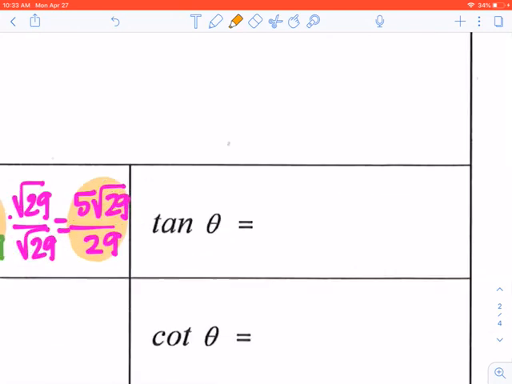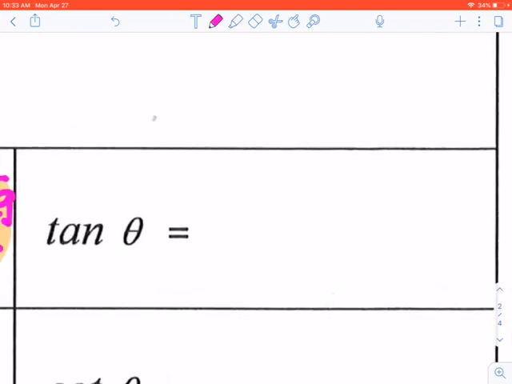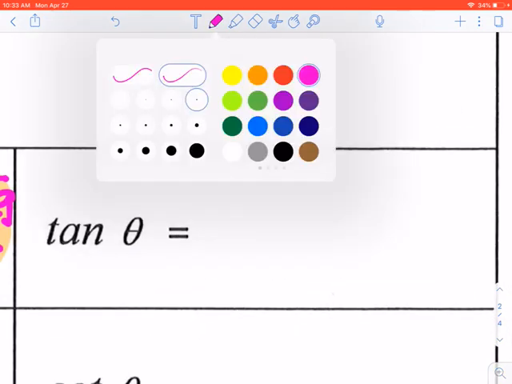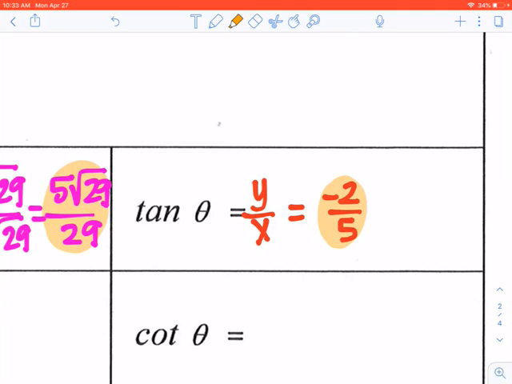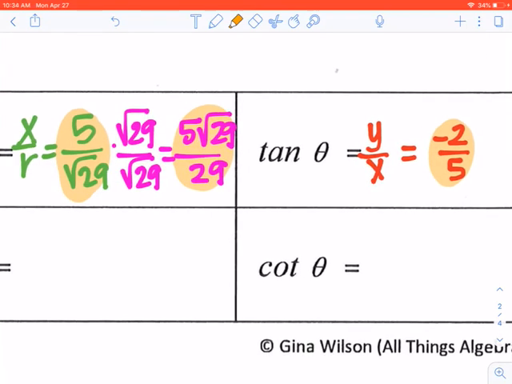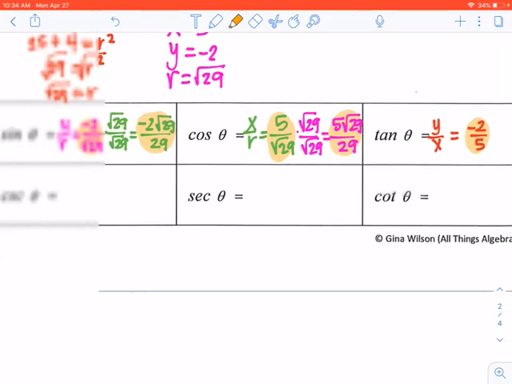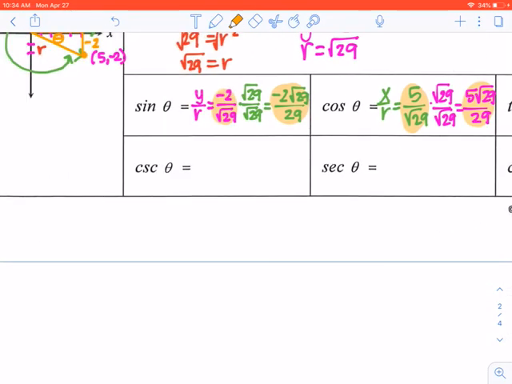And then the last one we said was in this definition, y over x. And so y was a -2 and x was +5, and so your tangent of theta for this point, 5, -2, is -2/5. Notice we don't even know what the angle is, we just have a point, okay? But we know what that ratio of the triangle is. All right, now the cosecant, secant, and cotangent, and then we'll be done.